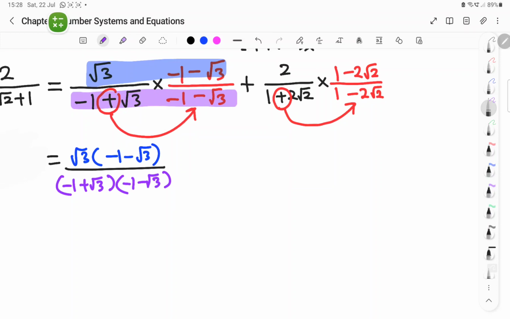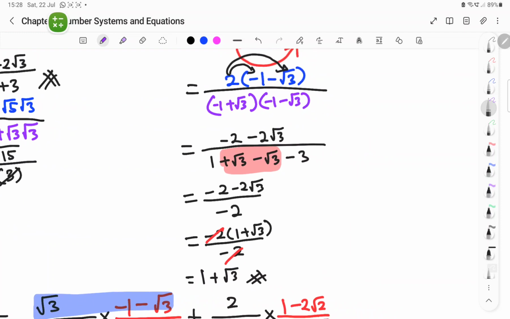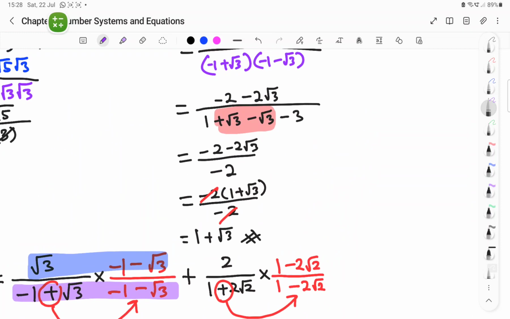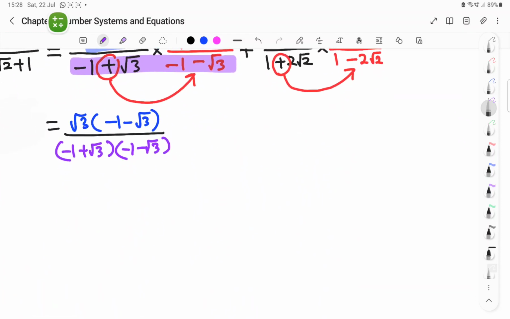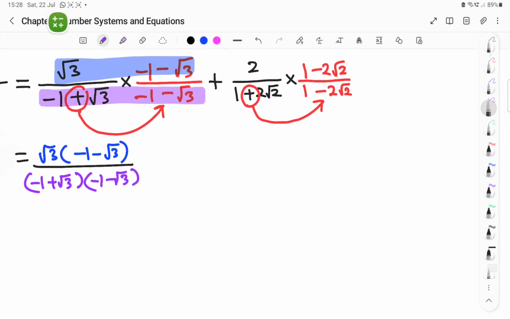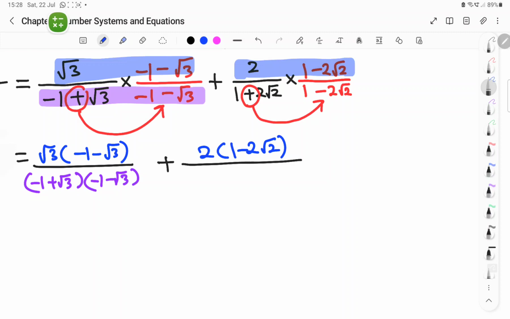I think this is similar to the previous one. Yes, it is, really similar. So we can just copy paste the calculation. Okay, so that's for the first fraction. Let's do the second fraction over here. Let's multiply the numerator. So 2, 1 minus 2 square root of 2.